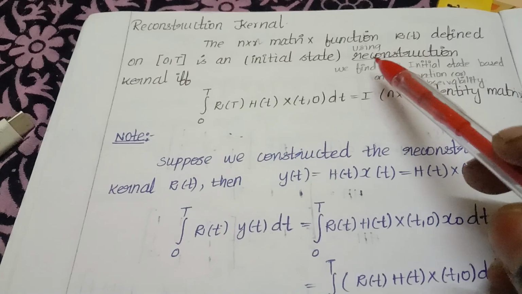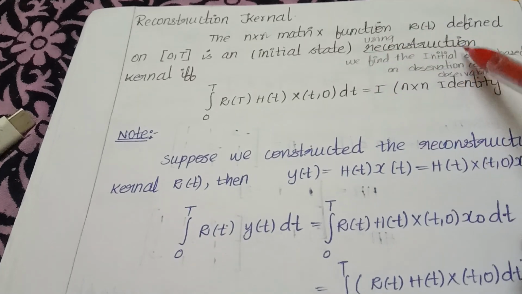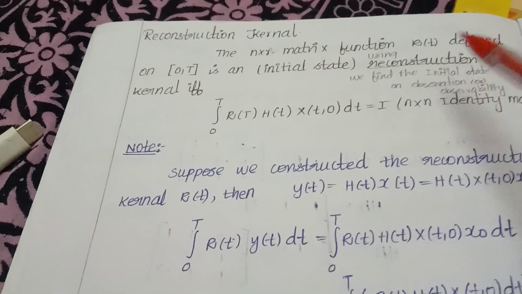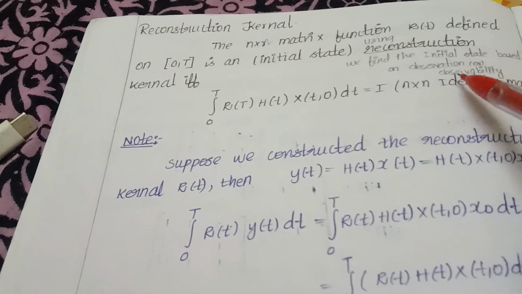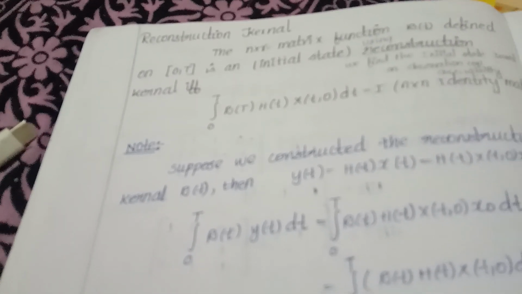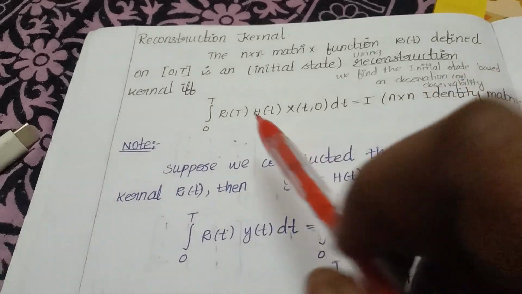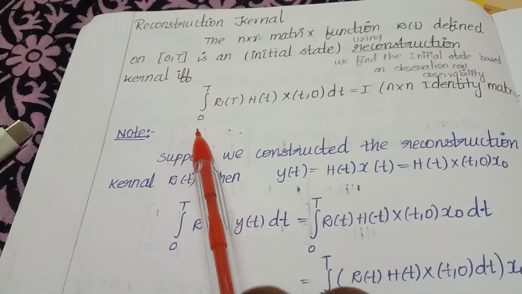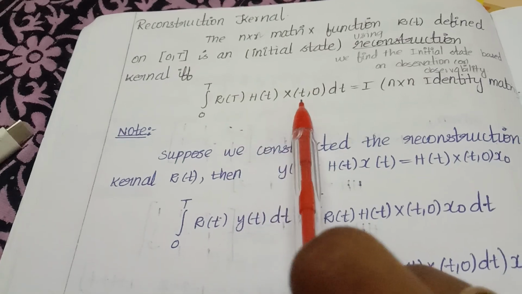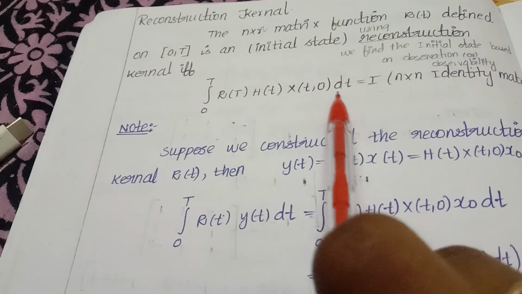And what is the use of the reconstruction kernel? Using the reconstruction kernel we can find the initial state of the system based on the observation. No need to worry about the system. So based on the observation we can find the initial state of the system. So integral 0 to T R of t h of t x of t comma 0 dt equal to I. The reconstruction kernel should satisfy this form.